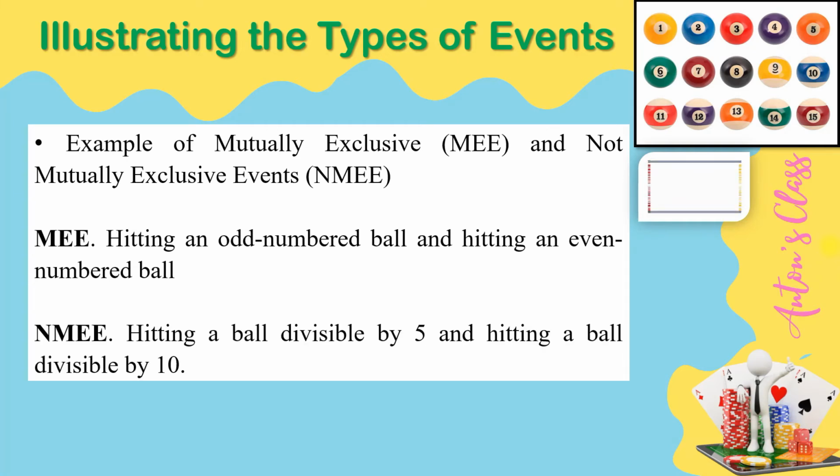The not mutually exclusive event: hitting a ball divisible by 5 and hitting a ball divisible by 10. As you can see, the balls divisible by 5 are 5, 10, 15. And there is only one ball divisible by 10. But there is a common number between the two sets, the number 10.